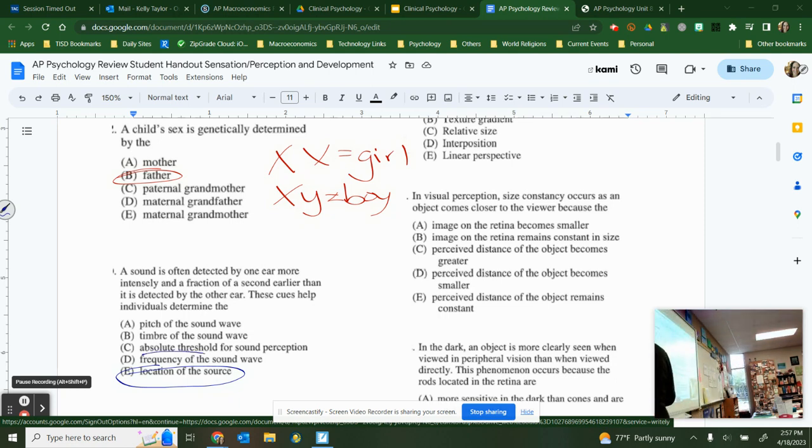Hey, what does absolute threshold mean? Amount needed to cause a reaction. Yes, 50% of the time or more, or something like that. So absolute threshold is enough, because we're talking about sound, so enough of a sound to be heard greater than 50% of the time. If it's less than 50% of the time, then it's like a subliminal sound.